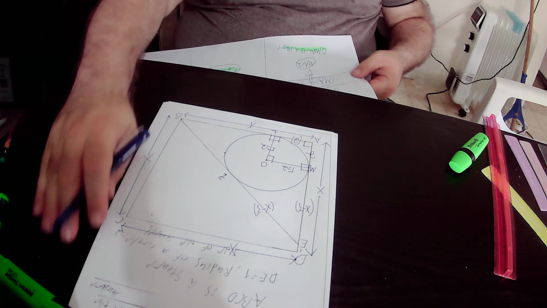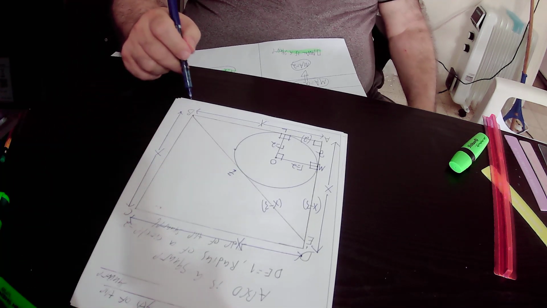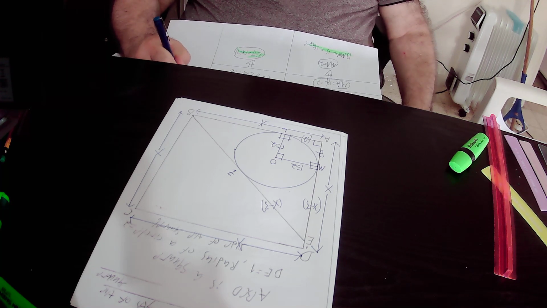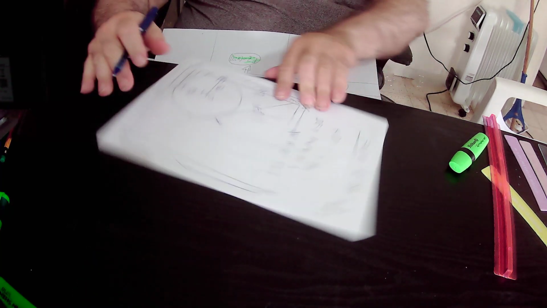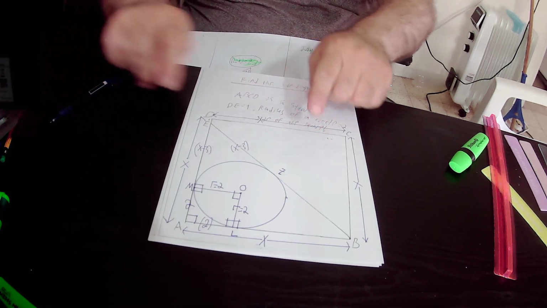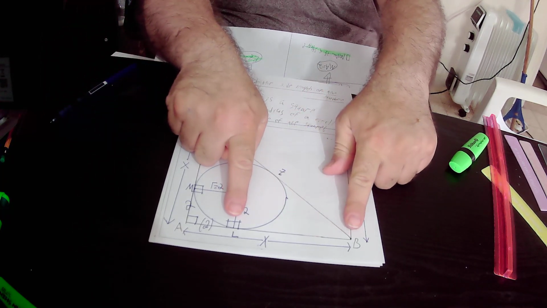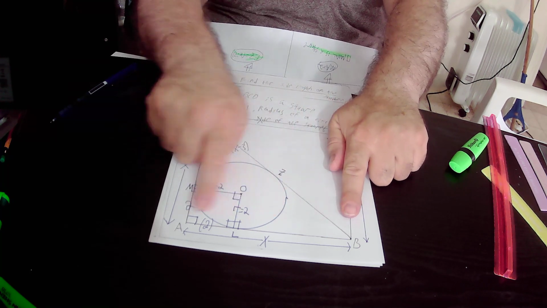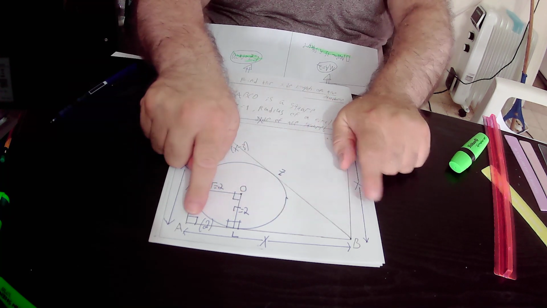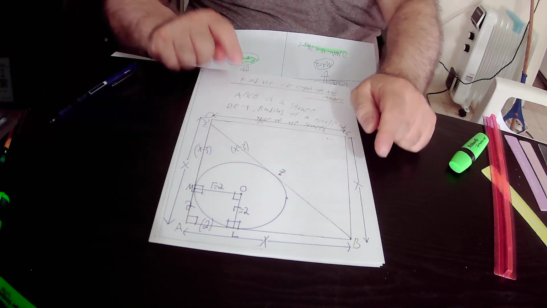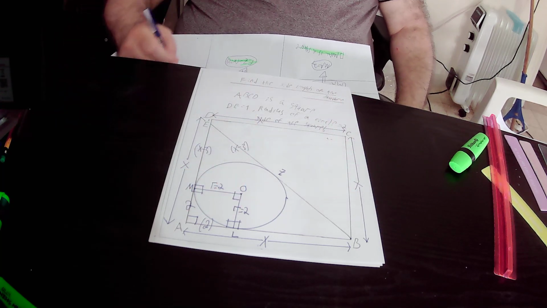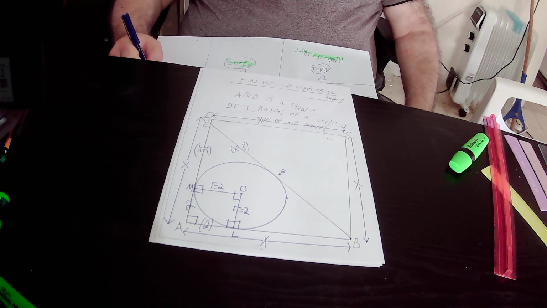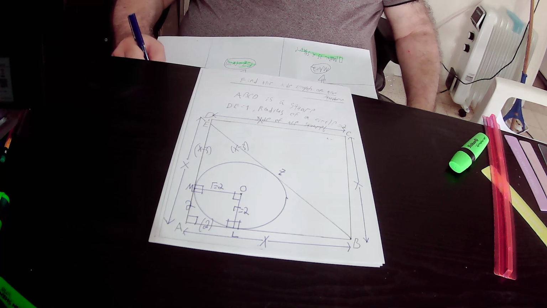And what is the length of tangent BL? From the drawing, it is very easy to see that the length of tangent BL is equal to BA minus LA. Again, BA minus LA equals BL. So it is actually BA minus LA. Okay.